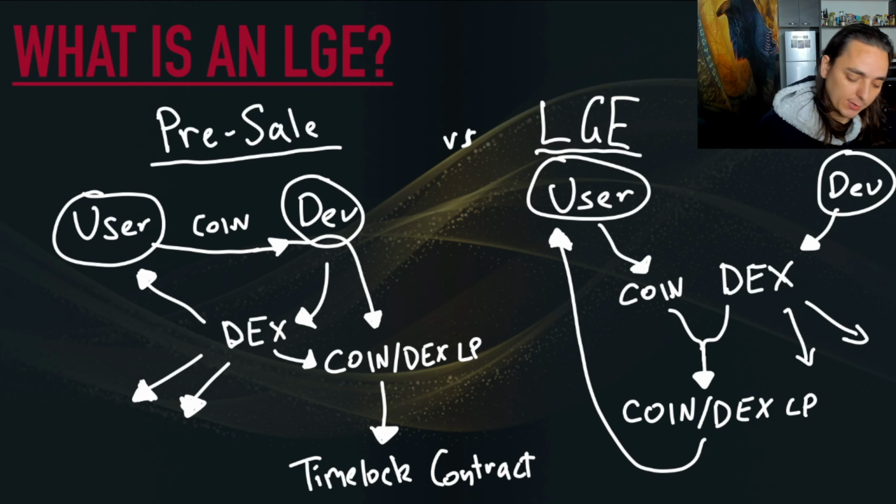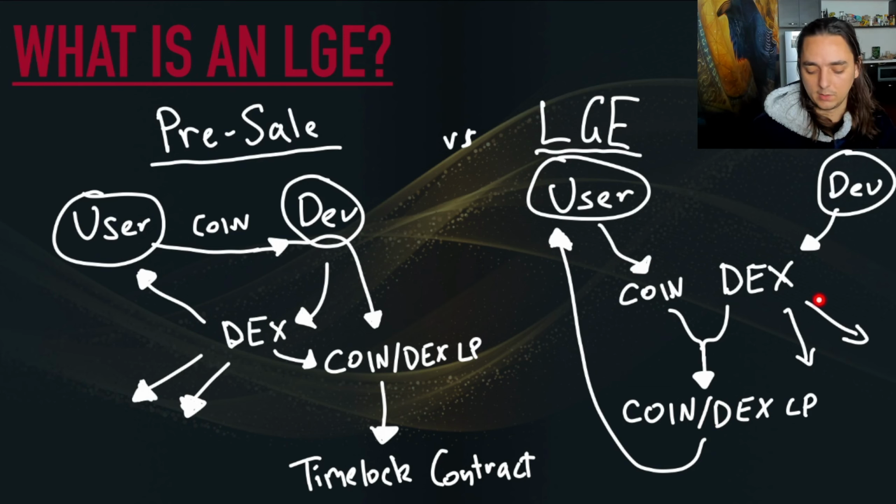So, pre-sale. You deposit coin, and in output, you receive DEX. And obviously the DEX tokens also go to the team or marketing wallet or whatever. In LGE, the dev, we deploy our DEX contract, and then the user adds coin to this contract, and then that's used to create the liquidity tokens, and the user actually gets the LP tokens in this instance. And then some of the other DEX tokens would go to like team, marketing, all that stuff.